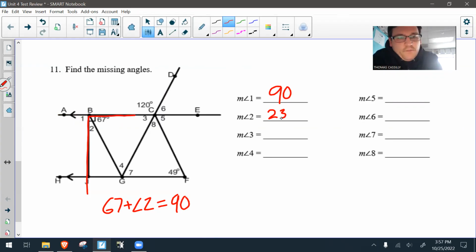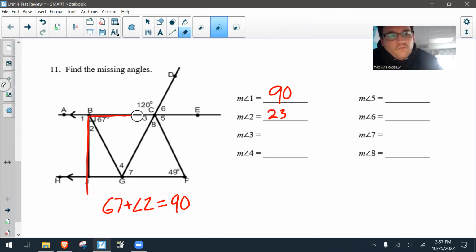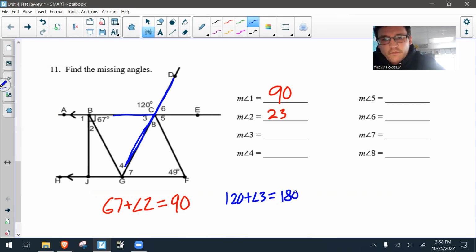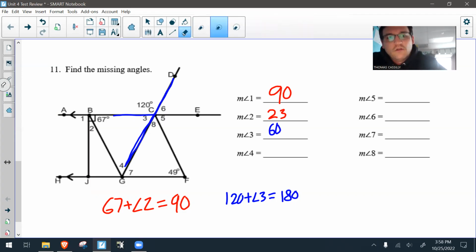All right, now, angle 3. Let's look at this straight line here. Angle 3 and 120, they're not complementary, they're supplementary. So we know 120 plus angle 3 is 180. So you got to think, okay, 120 plus what is 180? That is 60. So we have a 60-degree angle. All right, that one's done.